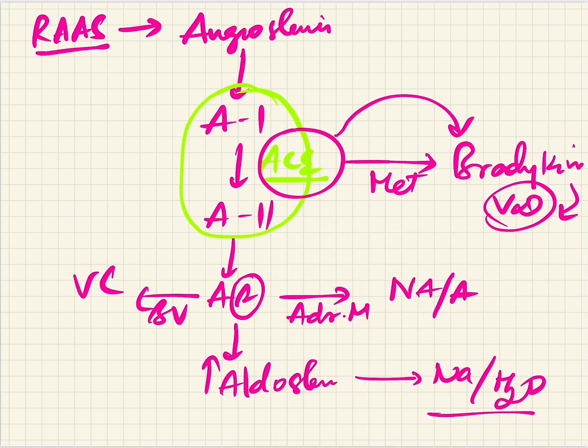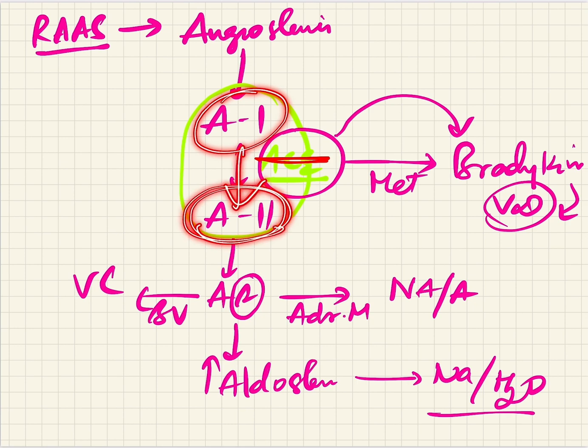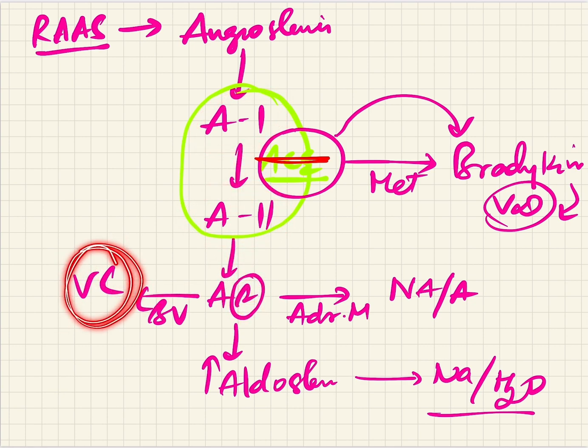Okay. Now, what happens if we inhibit this ACE? There will be no formation of angiotensin 2. There will be no action at the receptors. There will be decreased vasoconstriction. It causes vasodilation that decreases the peripheral resistance and that finally reduces the blood pressure.